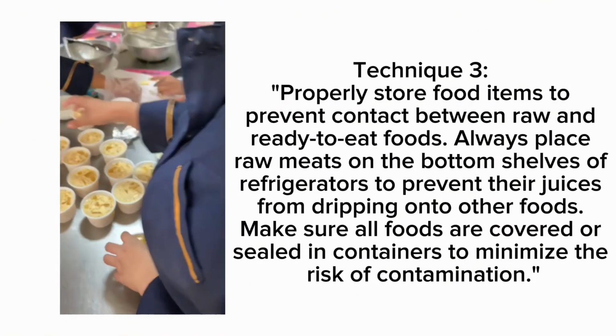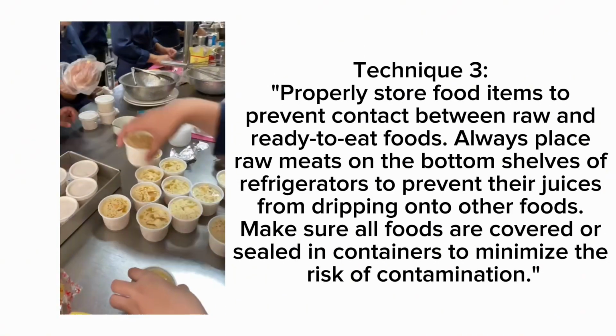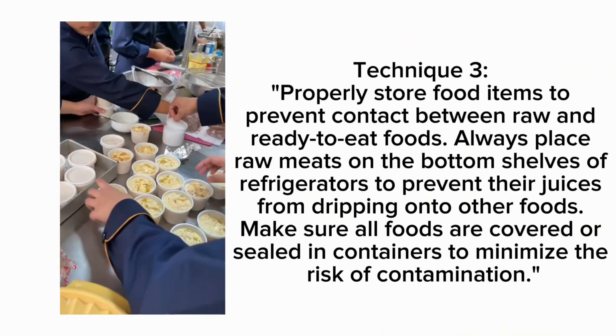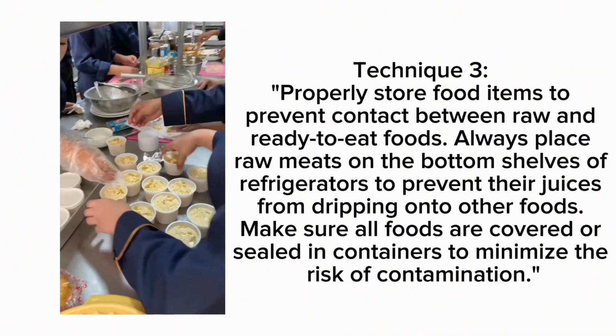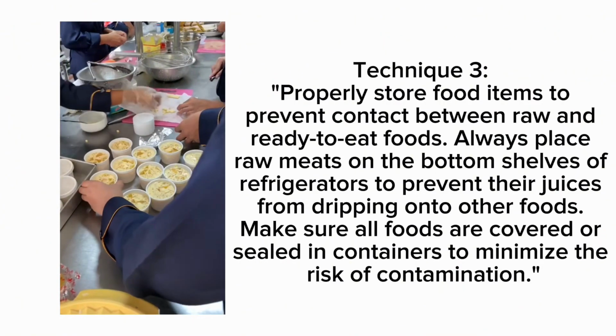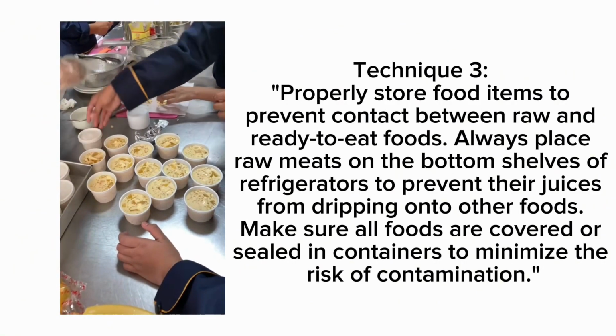Technique 3. Properly store food items to prevent contact between raw and ready-to-eat foods. Always place raw meats on the bottom shelves of refrigerators to prevent their juices from dripping onto other foods. Make sure all foods are covered or sealed in containers to minimize the risk of contamination.